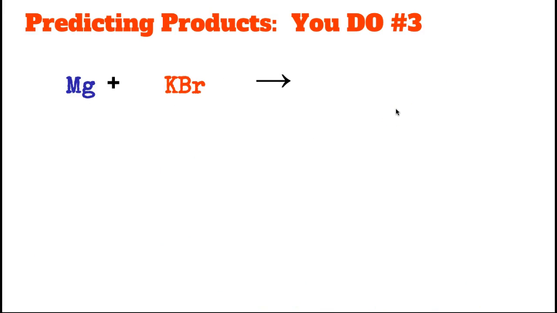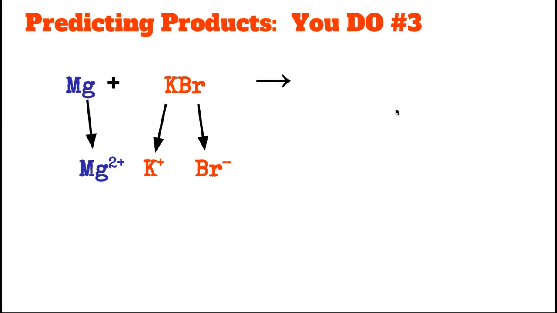All right. Here's number 3. Hopefully you paused the video and tried this one on your own. If you haven't, do that right now. Alright, so hopefully you've attempted this problem already and now you're just checking your work. Step 1 is we're going to write these as ions. Magnesium is a group 2 metal, which means it's going to have a +2 charge. Potassium is a group 1 metal, so it's going to have a +1 charge. Bromine is a group 7 non-metal, so it's going to have a -1 charge.